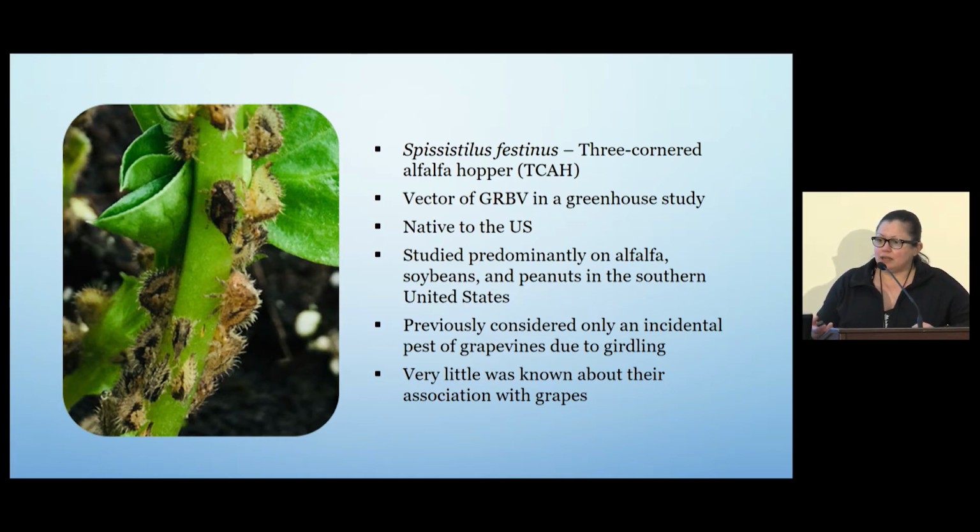It was studied predominantly on alfalfa, peanuts, and soybeans. Again, all three of those crops are legumes, something to keep in mind. And it was previously considered only an incidental pest of grapevines due to girdling, which I'll show you a picture later of, and very little was known about their association with grapes.